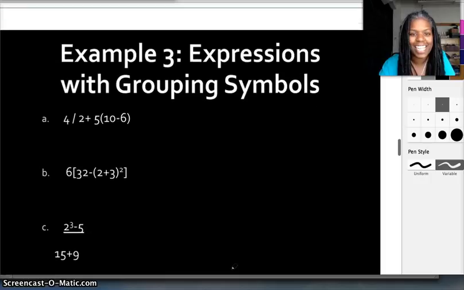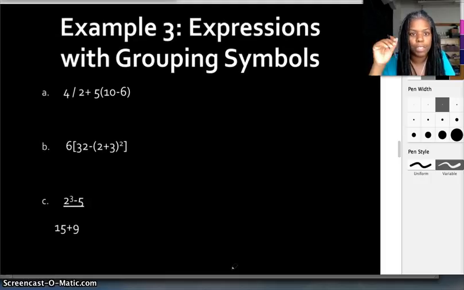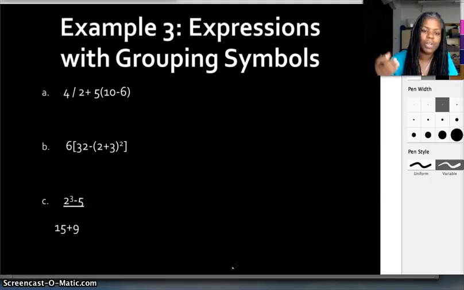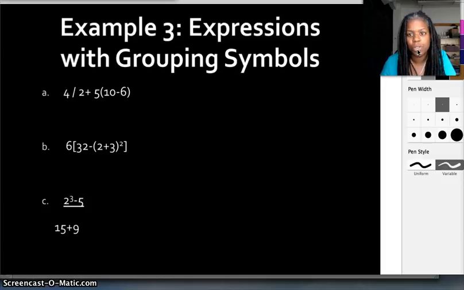All right, let's look at this last one. Example 3, expressions with grouping symbols. So now we've added the parentheses into the mix, and now we're going to see how parentheses can affect things.